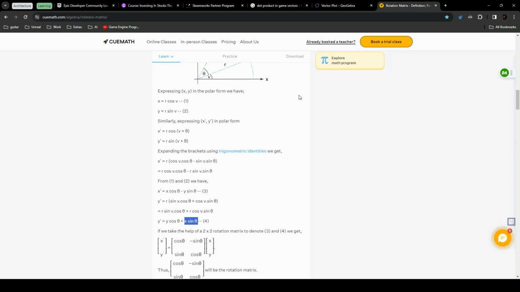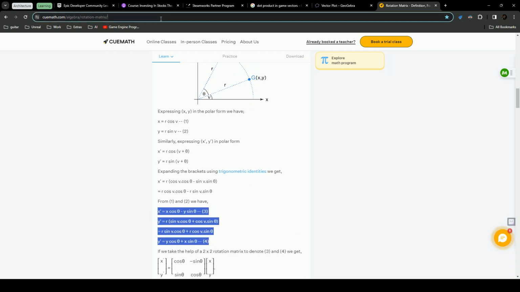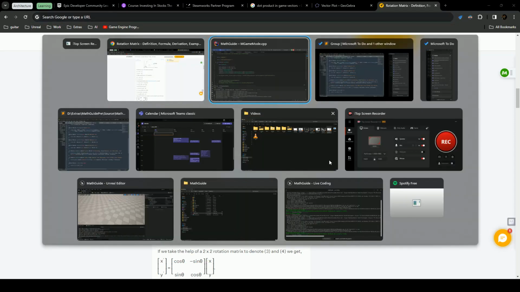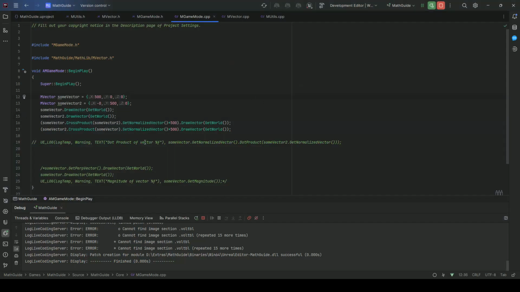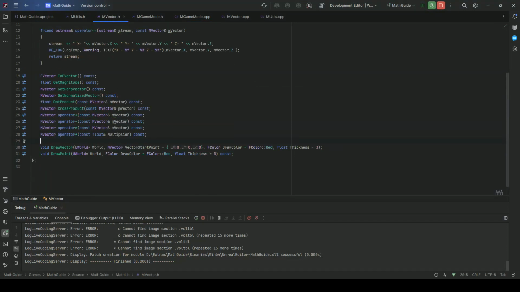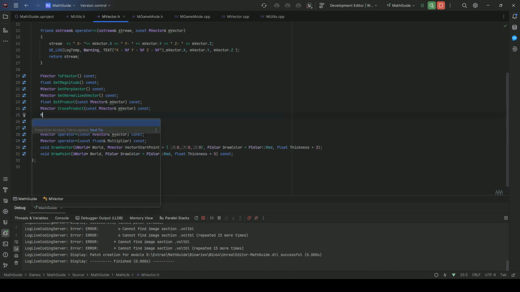Now we will see how we can implement it in our code. I will just copy these two equations because they will be relevant: x dash, this is one, and y dash, this is second. Let me remove everything else. These two equations are important because they will be the new x and y's. So in vector, it will be a new vector which we will get after rotating.